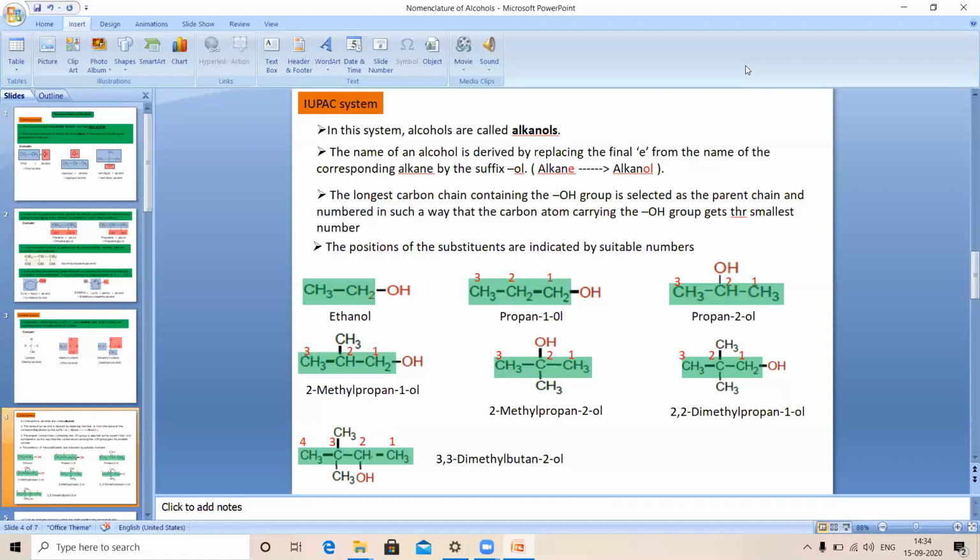So here at carbon number 2, the methyl group is present. That's why the name becomes 2-methyl. There are a total of 3 carbon atoms, so the parent alkane is propane. At carbon number 1 there is an OH group, so remove the "e", add the number 1 and add "ol". So the name becomes 2-methyl-1-propanol.